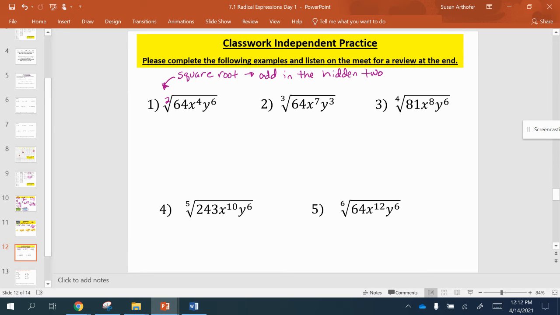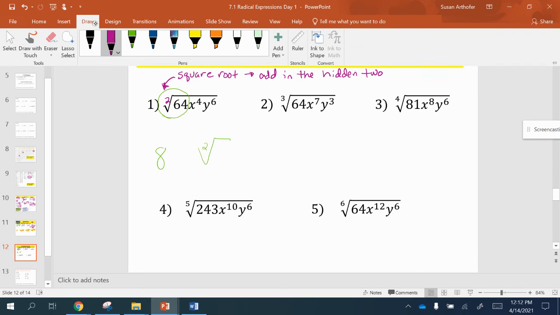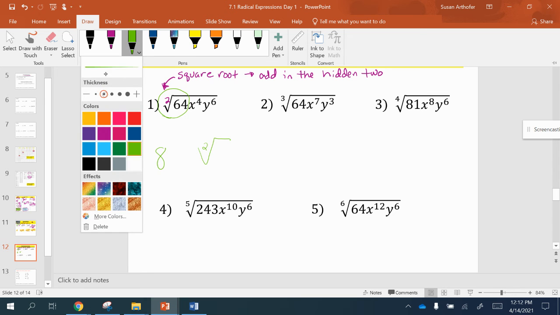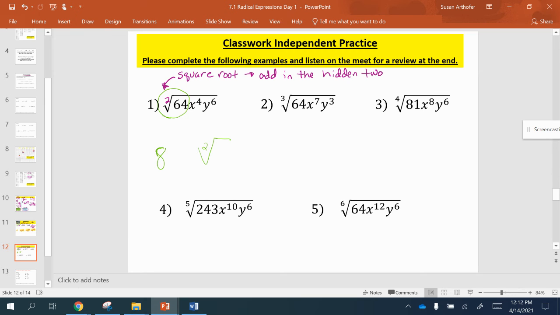Okay, hopefully you hit pause. So we're going to get started. Square root of 64 is 8. Out is 8. So we'll leave the who's out and who's in. I need to definitely change my pen, it's too skinny. Let me just change it here. There we go. Okay, that's a little better. All right, we're done with 64.